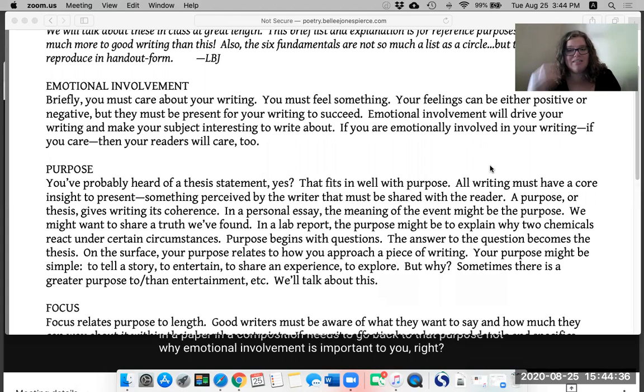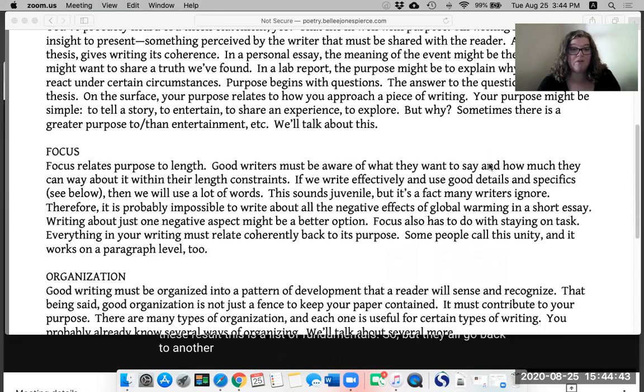So this is a list of fundamentals, but they all go back to one another. Focus relates purpose to length. If you're writing a 3-page paper, you have to get to the point a lot quicker than you would in, say, a 10-page paper or a book, right? Focus is about making your purpose fit the length of the paper.